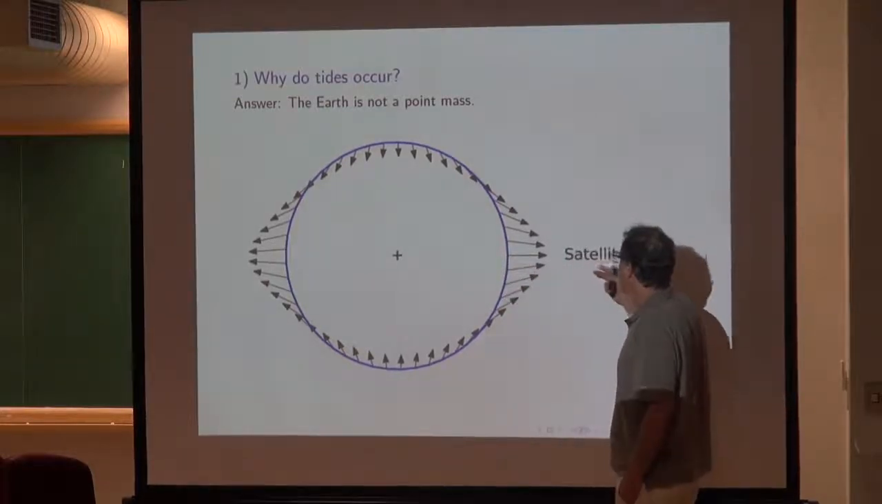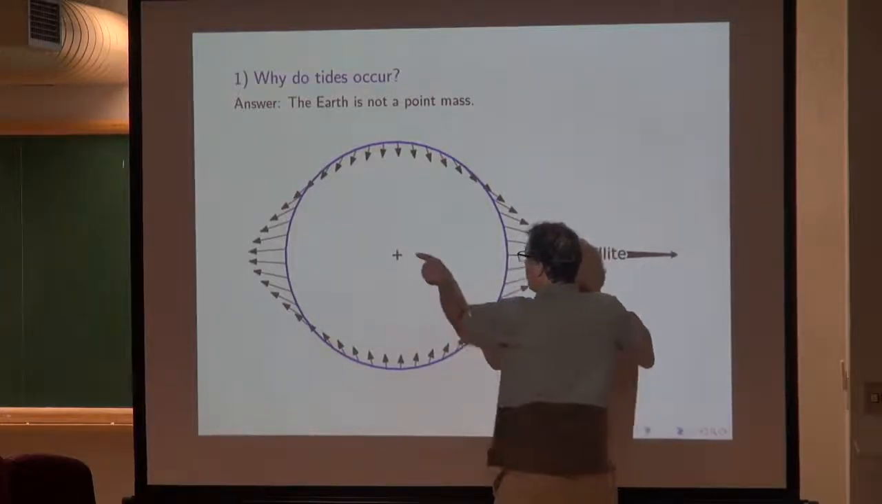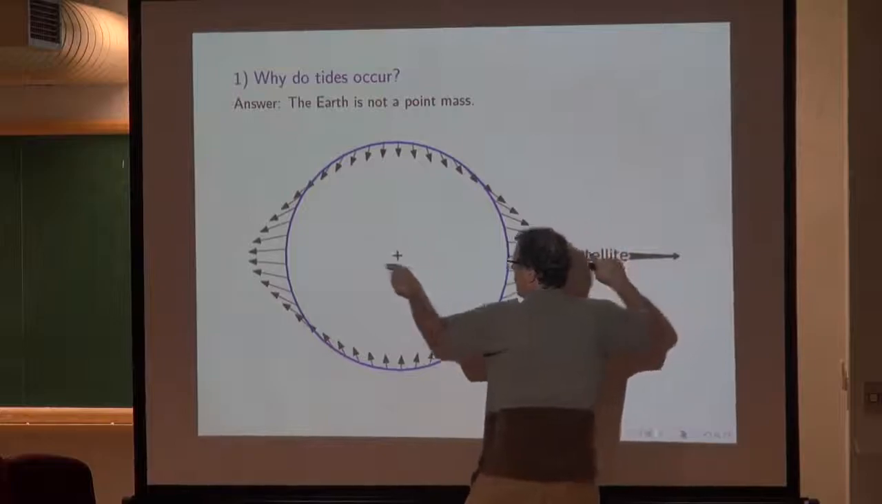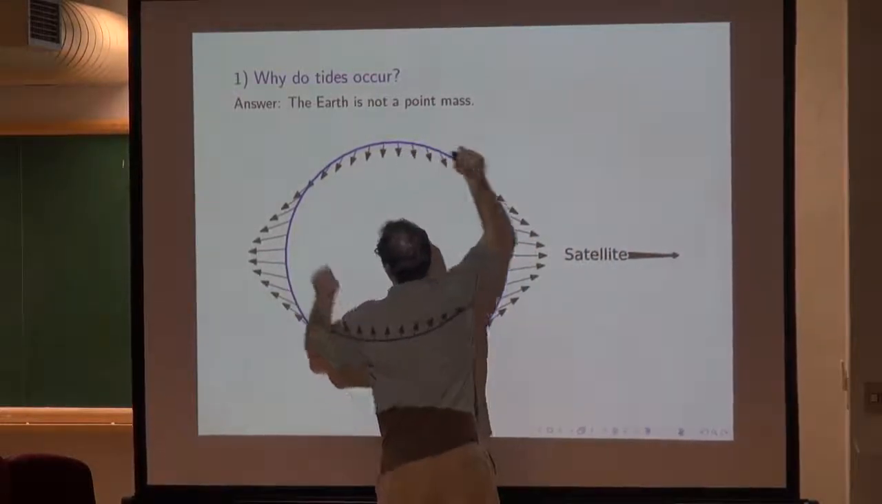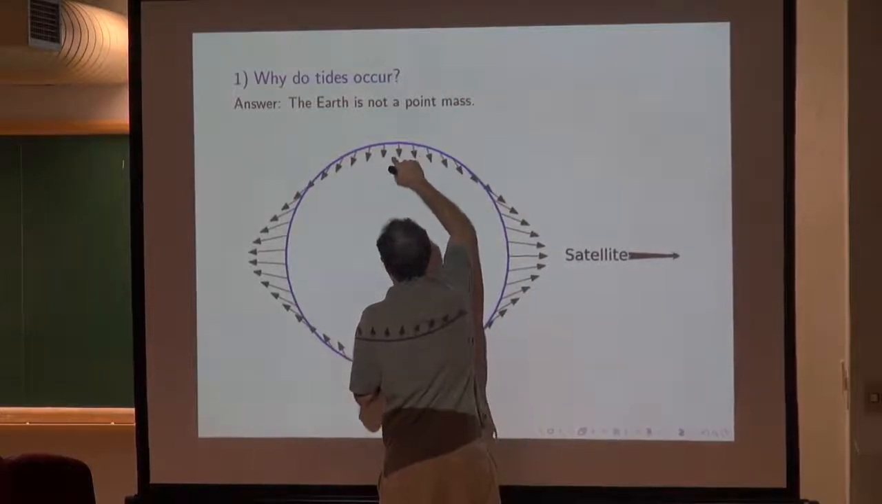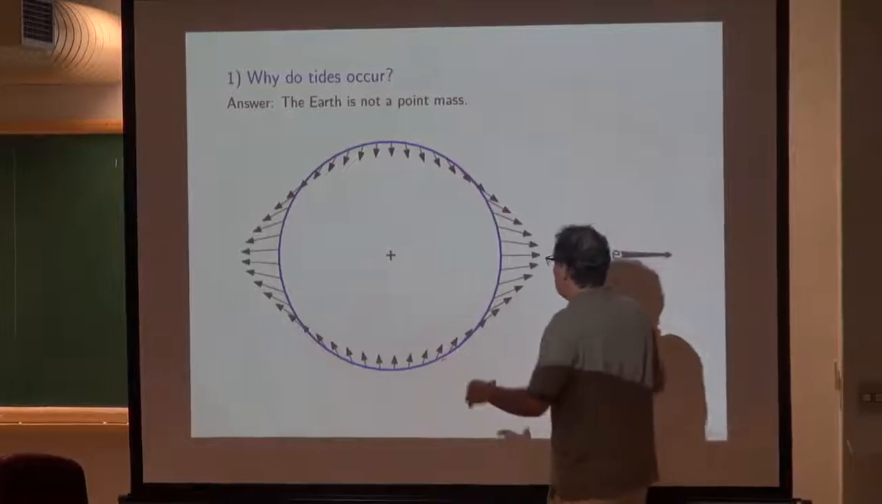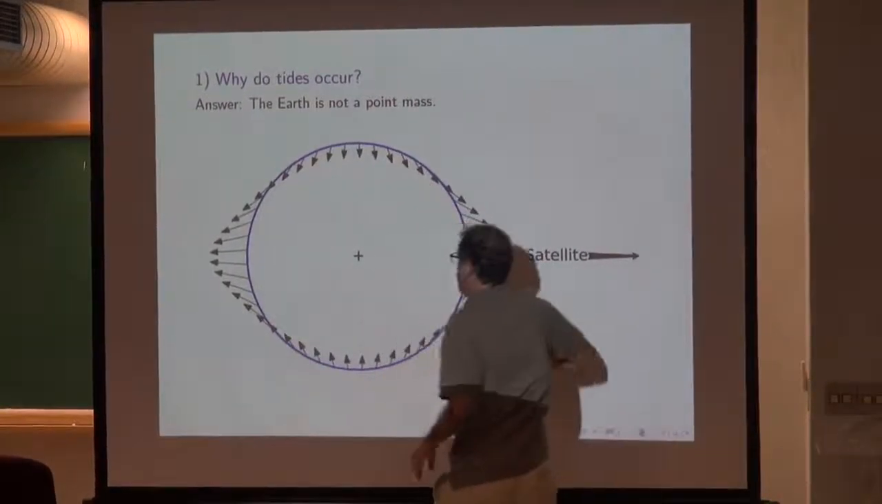Since the force decreases with distance, what happens? You have an average force here, the gravitational force is stronger here, and it's weaker here. So when you subtract, you get this field of differences of the real force from the average. And you see, this tries to deform the body in this way, the Earth in this way.